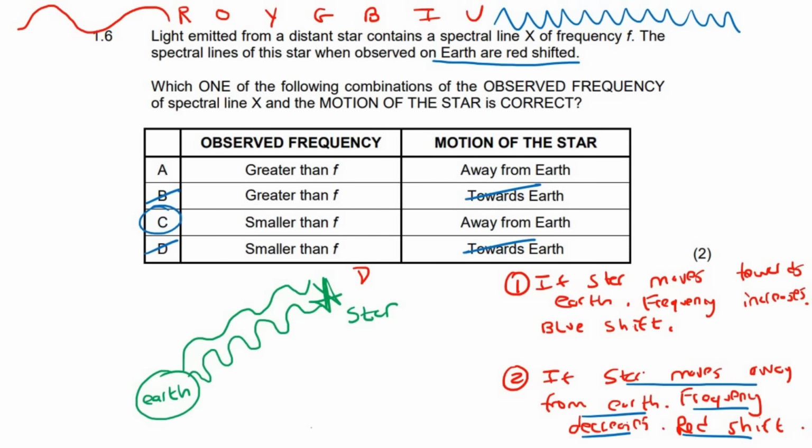Remember that this star is releasing its own frequency. But depending if the star is going away or towards will cause the observed frequency on Earth to either be more or less. And that's why they've called it the observed frequency.